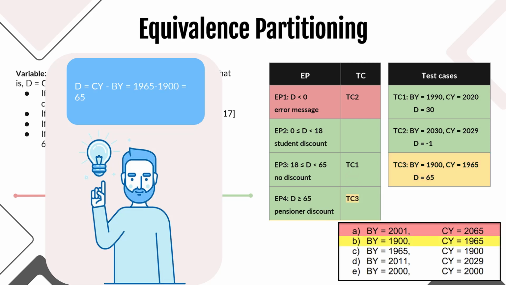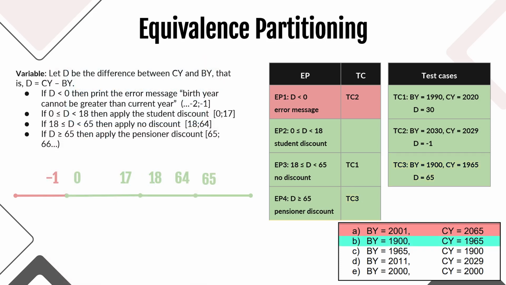The second test case is birth year 1900, current year 1965. The value of D in this case is 65, which corresponds to the fourth equivalence partition. This is one of the two equivalence partitions not covered by tests. Accordingly, answer option B is correct. One more test case remains to be found.